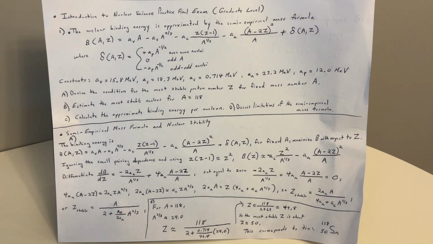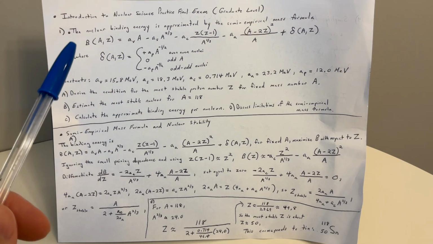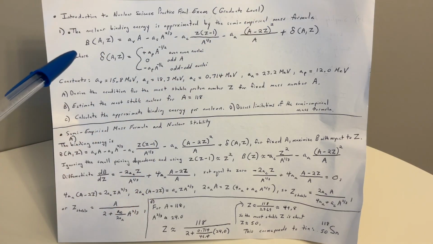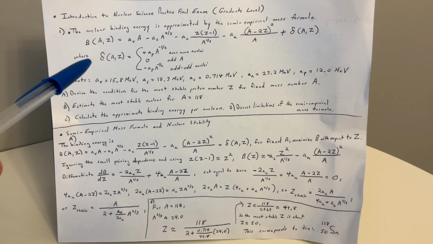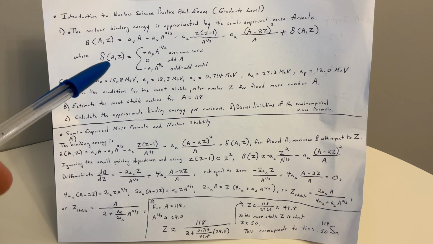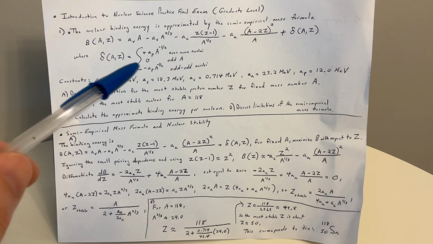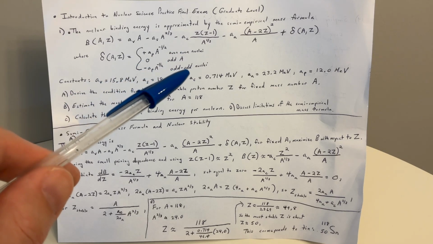Okay, so we have an introduction to nuclear science practice final exam, first year graduate level. So let's begin. The nuclear binding energy is approximated by the semi-empirical mass formula given here, where delta of A, Z is this for even nuclei, odd A, and odd nuclei.